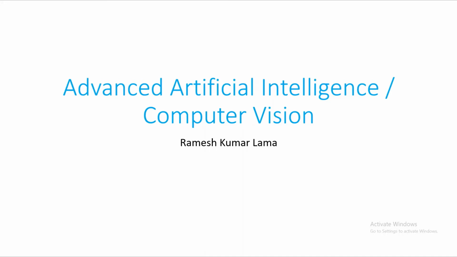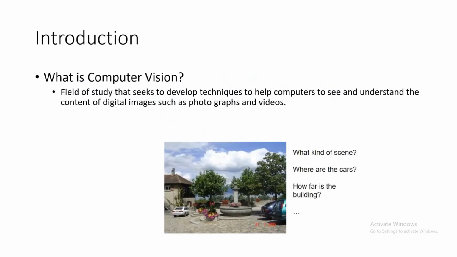Computer vision, in simple words, is the field of study that seeks to develop techniques to help computers see and understand the content of digital images such as photographs and videos. For example, for a given image, when this image is fed to the computer, the computer vision algorithms attempt to give an answer such as what kind of scene is this, where the cars are, how far is the building from the car, and so on.